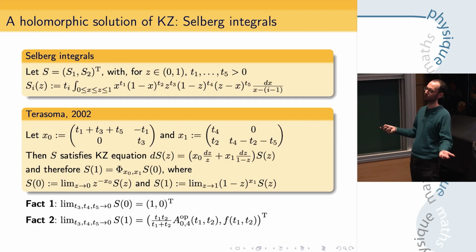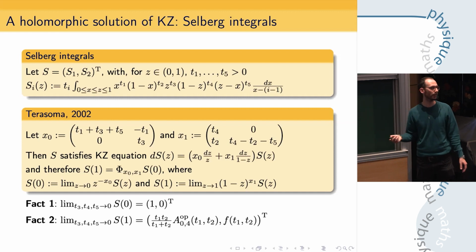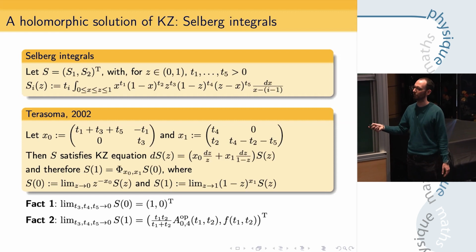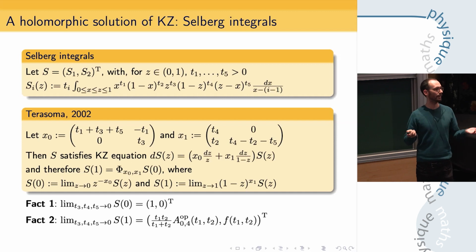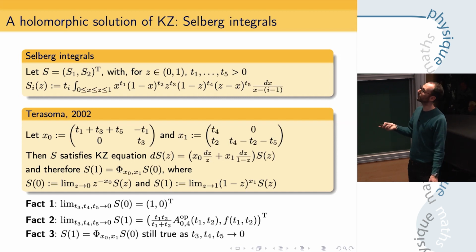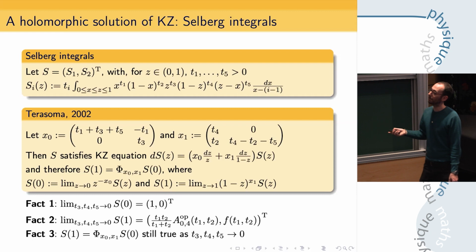And then you have a second component, which doesn't really matter for us, but it's something very similar. And that's the idea that was used to apply the KZ equation to open string amplitudes, because then you have this relation between S of 1 and S of 0, also after taking the limits T3, T4, T5 going to 0. So in the matrix, X0 will just be (T1, minus T1, 0, 0), then you have (0, 0, T2, minus T2). And then you have that S of 1 is equal to that times S of 0.